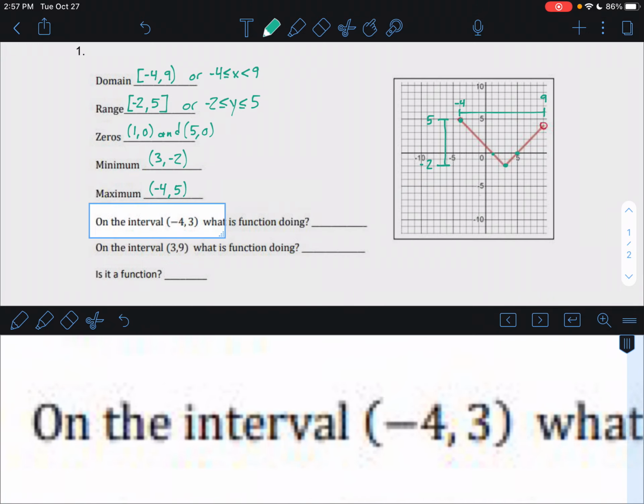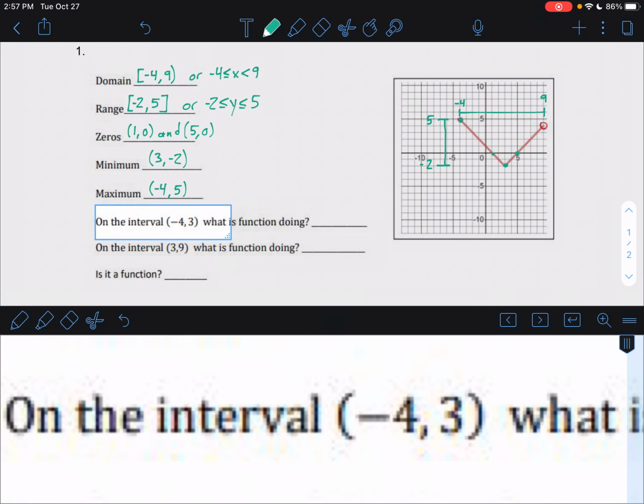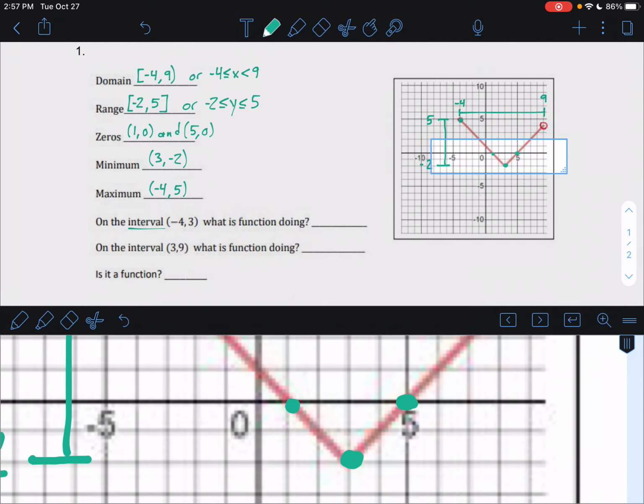So on the interval [-4, 3], what is the function doing? So even though this looks like a point, I know that it's an interval because it told me it was an interval. Okay, so from -4 to 3. And remember, unless it's asking about the range, an interval will always be the x values.